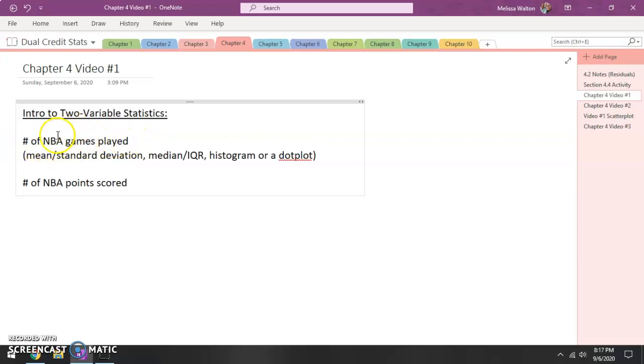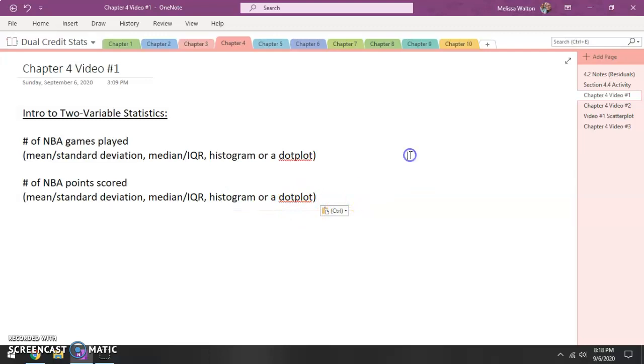If I am only looking at number of NBA games played, so how many games did Michael Jordan play? How many games did Kobe Bryant play? I could calculate all of those for all of the NBA players. And same thing, down here, if I'm just looking at NBA points scored, well, I could calculate the exact same stuff. Mean, standard deviation, median, IQR, and then I could make a histogram or a dot plot.